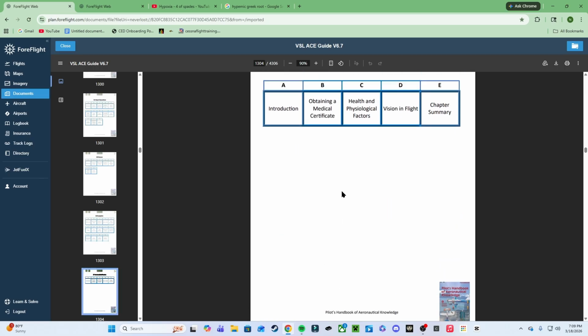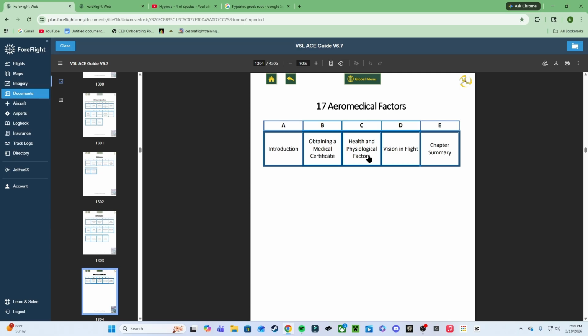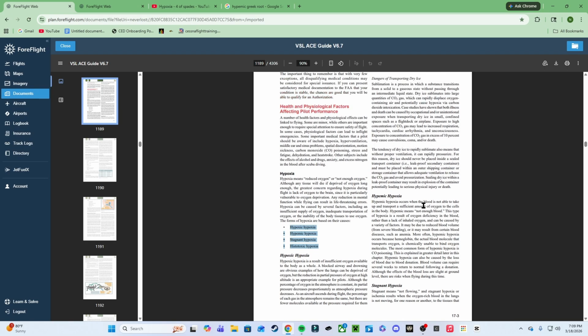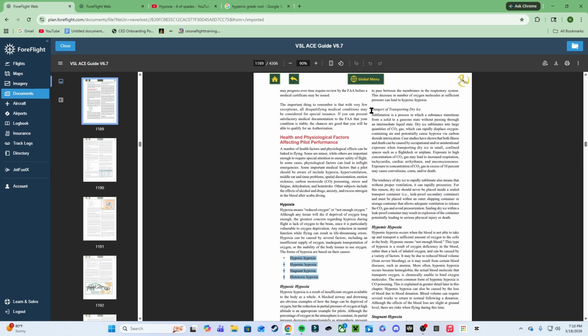Isn't that crazy? Aeromedical factors, health, and physiological factors. Hey, look at this. It's just literally talking about all what we just talked about. The four main types of hypoxia. Cool. And it breaks these down. So if you want more information on these, come straight here. Yeah, look at this. Interesting stuff. Dangers of transporting dry ice.